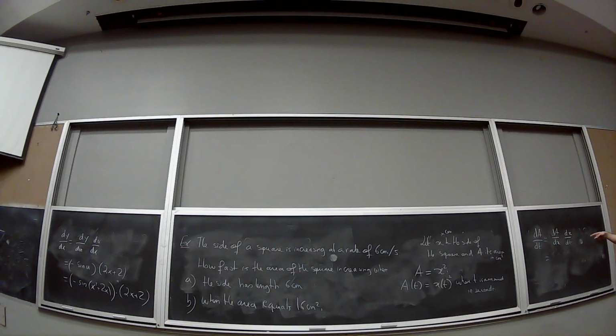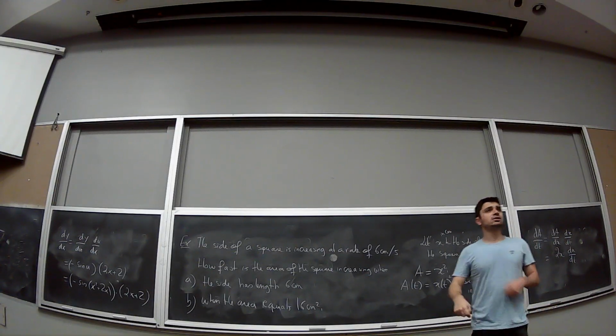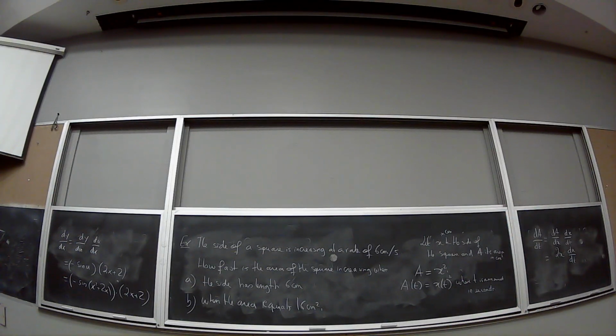Everybody, A with respect to x, what do you get? 2x times dx by dt. Another way to see this: A of t is x of t squared. If you differentiate x squared with respect to t, what do you get? What's the derivative of x squared? It's 2x, right? Times the derivative of x with respect to t.